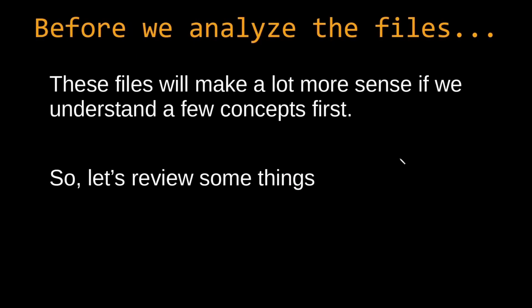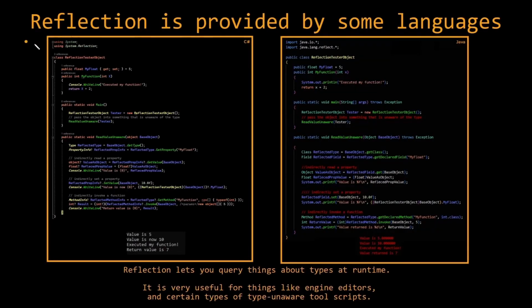But before we analyze the generated files, things will make a lot more sense if we understand some concepts first. So let's review some things. Reflection is a language feature provided by some languages. So here I have an example of C# and Java. And what reflection lets you do is kind of like looking in a mirror of a type.